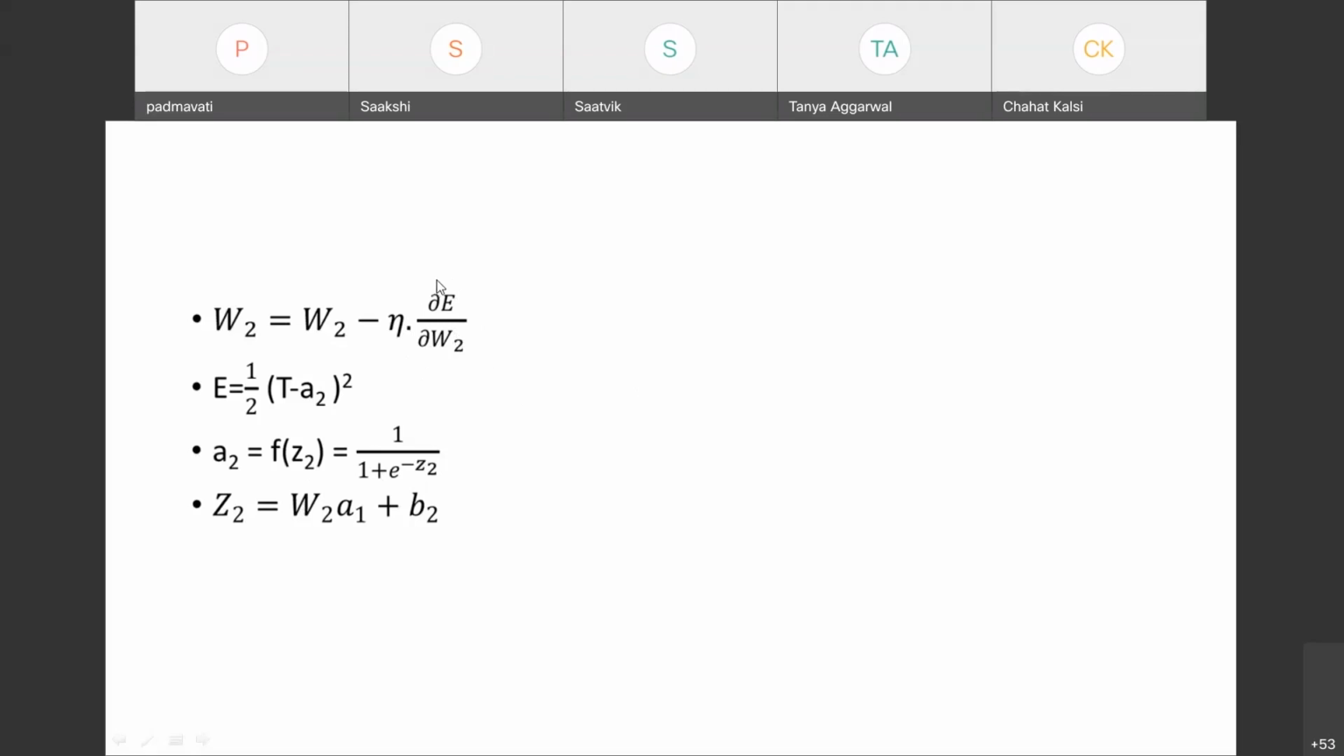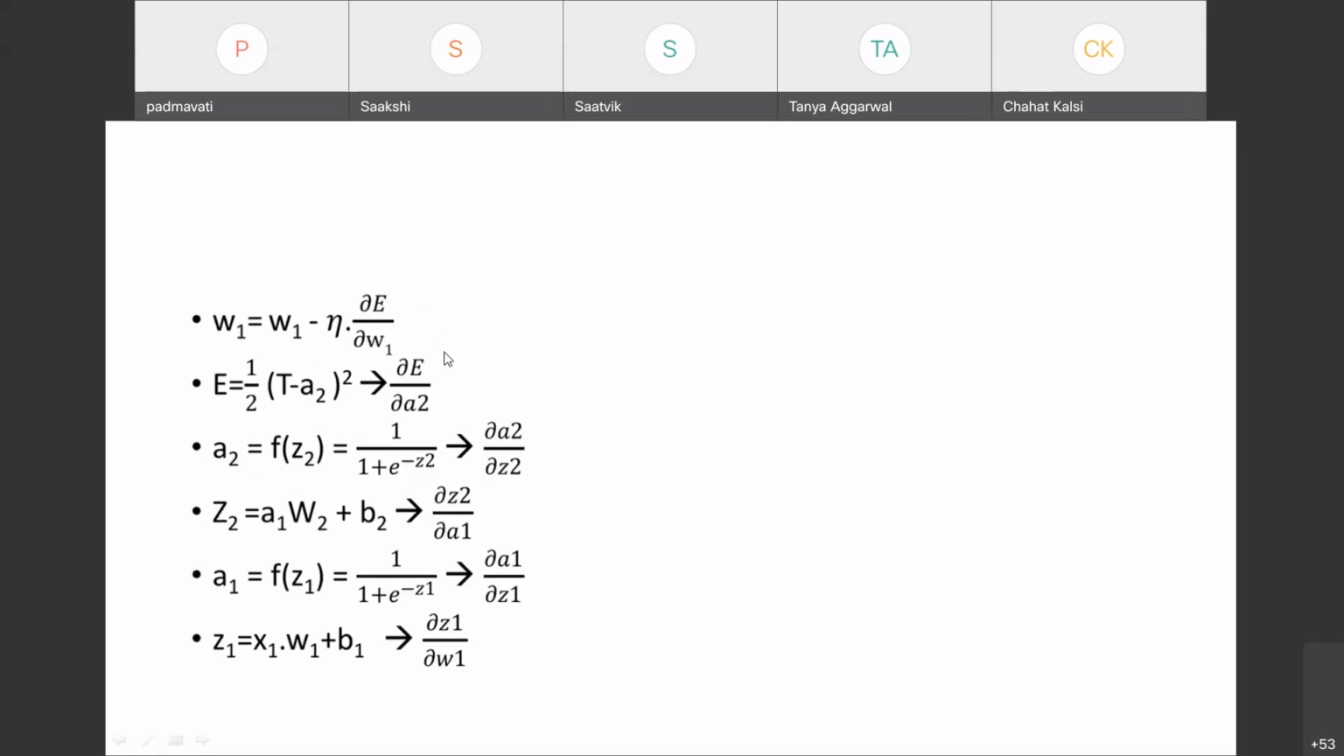How do I apply the chain rule over the derivatives? Because I need to check the derivative of E with respect to W2, I will use this particular equation. Again, I need to solve each of these equations to compute the derivative of E with respect to W2.